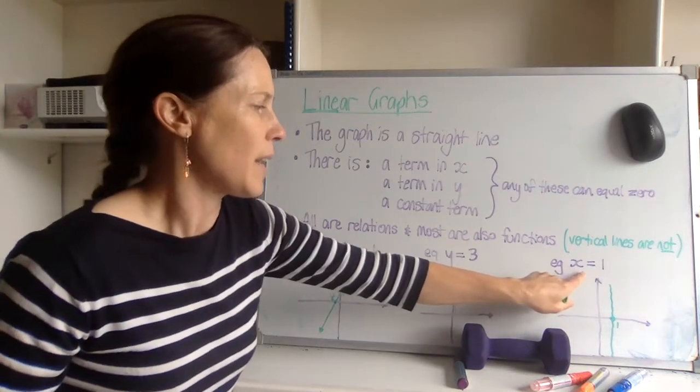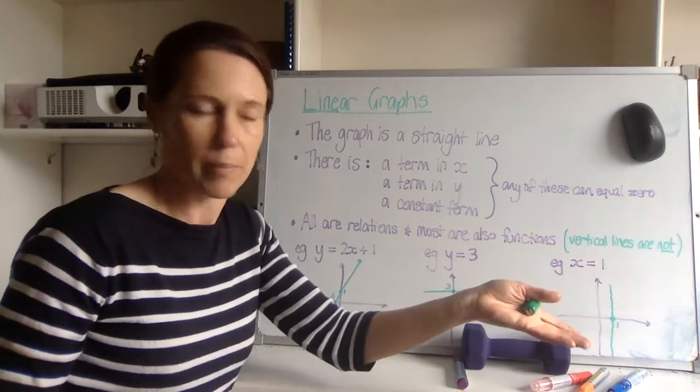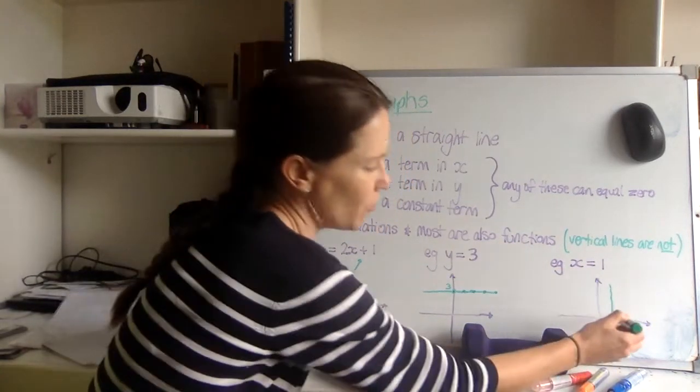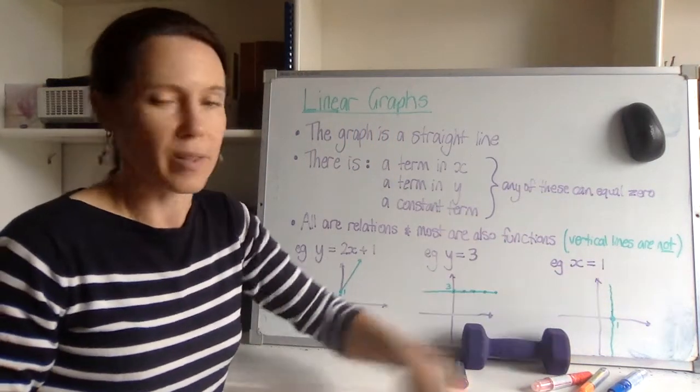Similarly over here, x equals 1 is just the line where every single point on there is 1 comma something. So we've got (1, 0), (1, 1), (1, 2), (1, 3), and all those other infinite dots in between. 1 comma anything is going to be on that line.